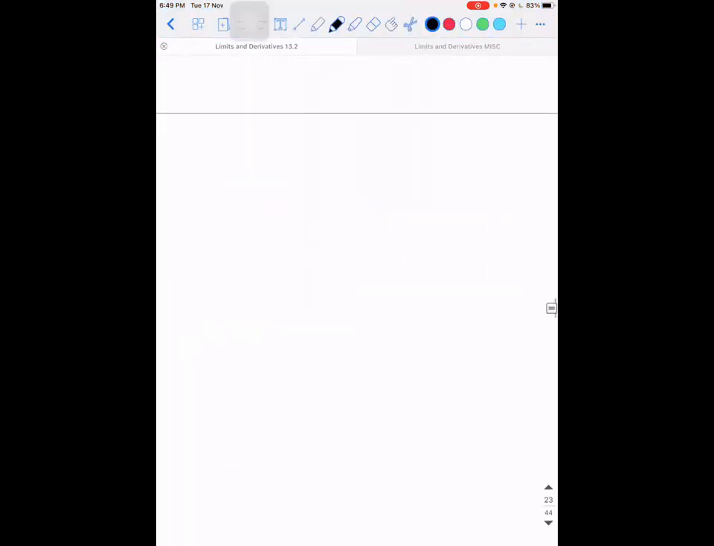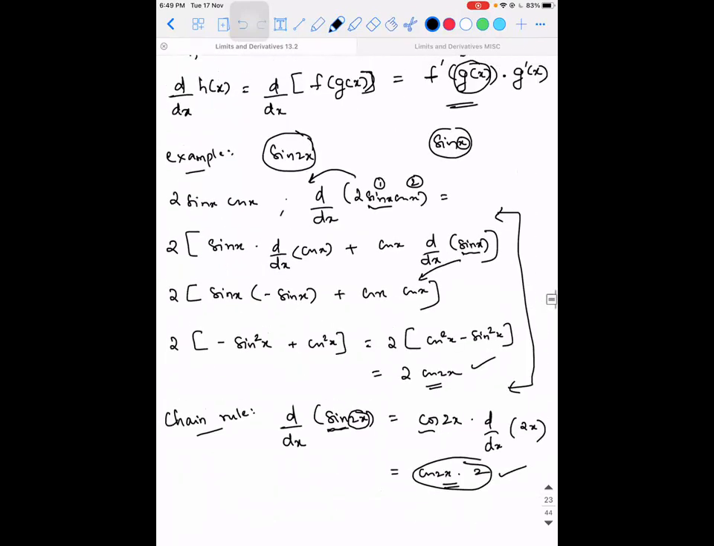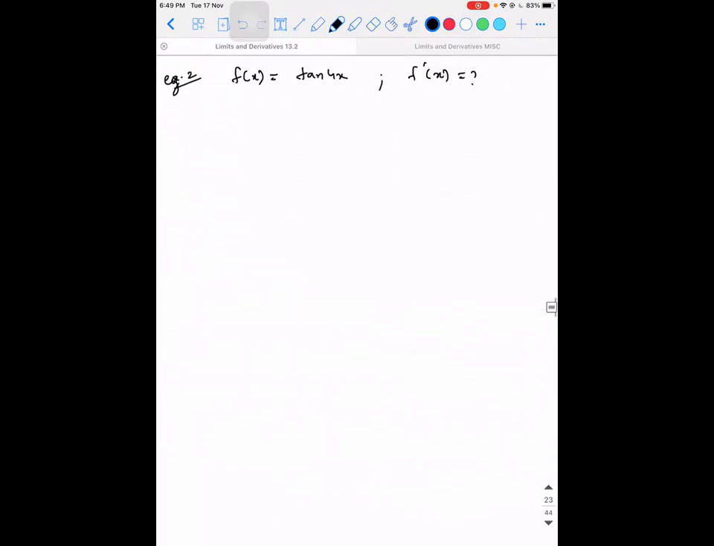I will change the question. Now you guys find it out. Example 2. f of x is equal to tan 4x. Every time I will not give the question as h of x and h of x, so you should understand the difference. Is it a simple function or a composite function? Composite, sir.